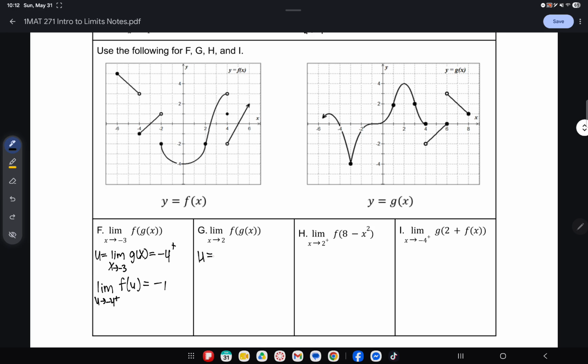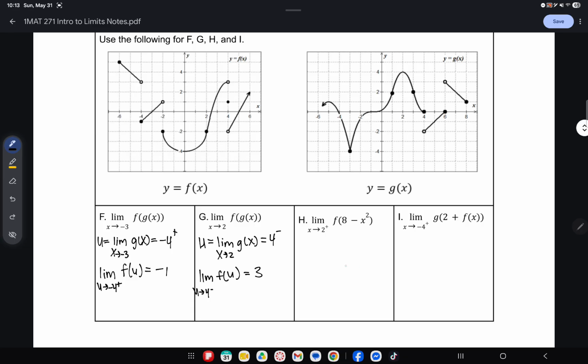All right, we'll do u as the limit as x approaches 2 for that inside function. So here's g, here's 2, left and right. We got 4 from below. So the limit as u approaches 4 from the left because of the function coming at it from below for f of u as 4 from the left is 3.